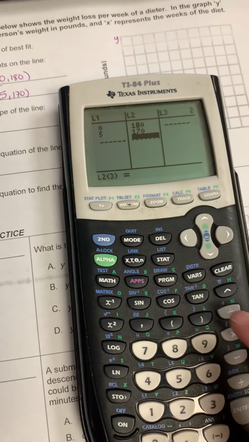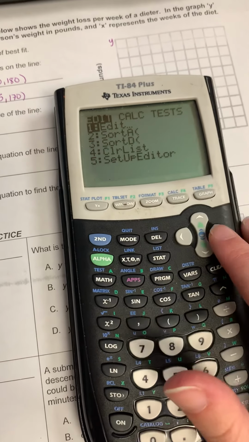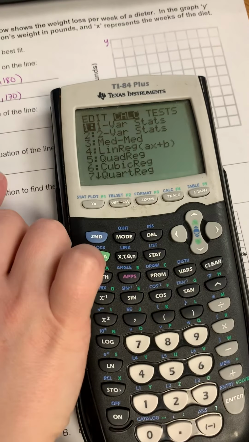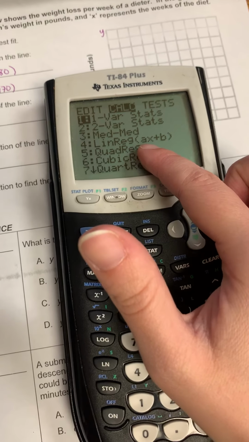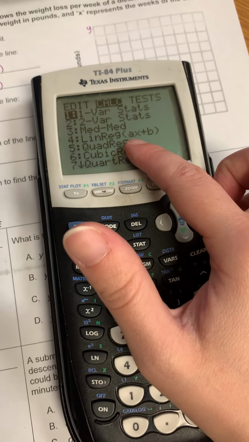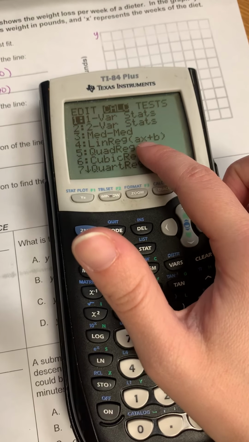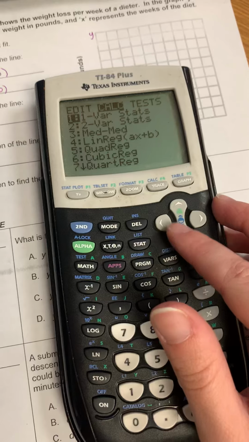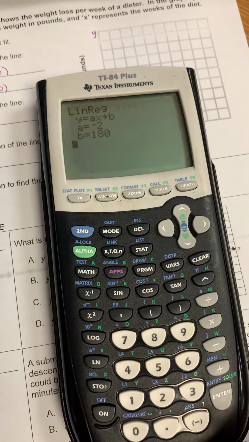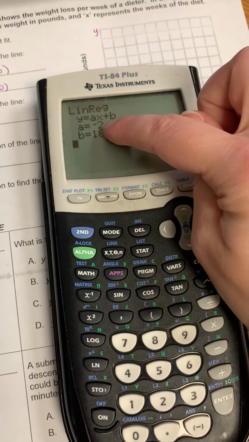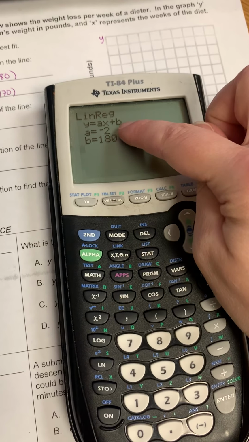Once you do that, you'd hit stat again and go to calc, because you're wanting to calculate a line of best fit. So LinReg, and instead of m, they're using a. So that would be your y equals mx plus b, or ax plus b. So that's your line. So you're going to go down to that and hit enter. And once it's on the main screen, you hit enter again. And there is your slope, because it goes with your x. And there's your y-intercept, which is your b.